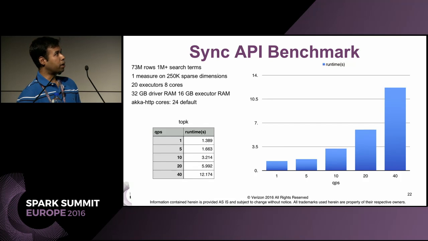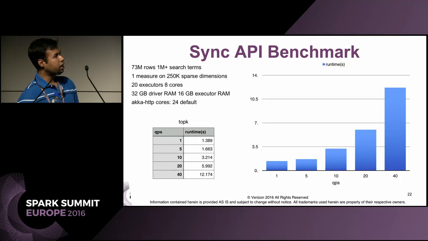So this is the top K. Top K is a synchronous flow, meaning it's a blocking flow. The data set is our full size data that I showed you. Now we are stress testing the whole flow. We are pushing 250 GB data on 160 cores, actually. And then we gave a decent RAM, nothing high, 16 GB RAM. And this is running Akka HTTP default cores, which is 24.